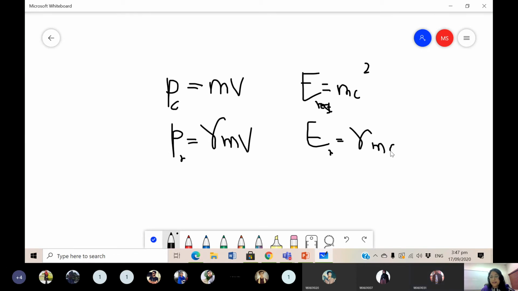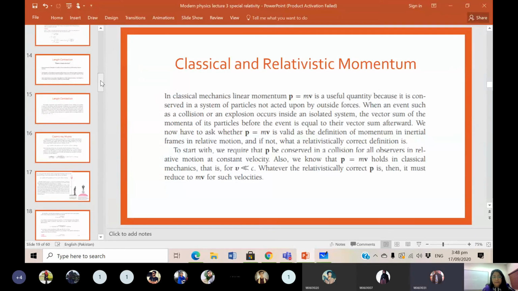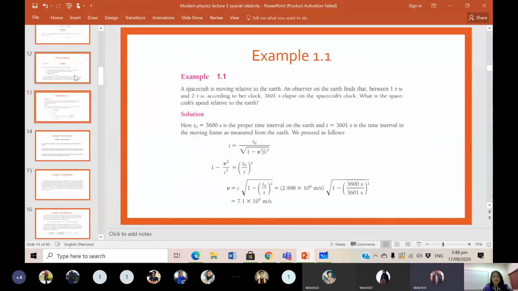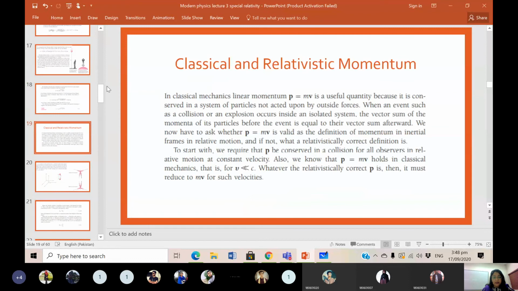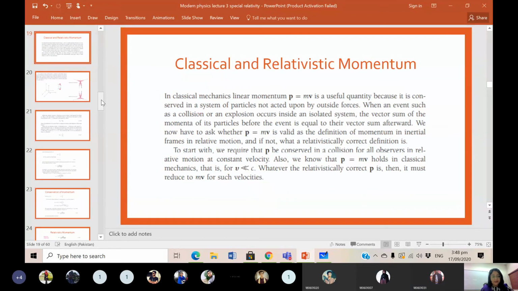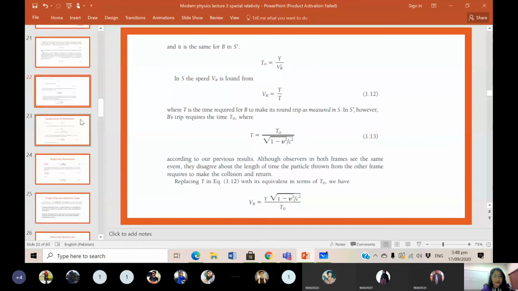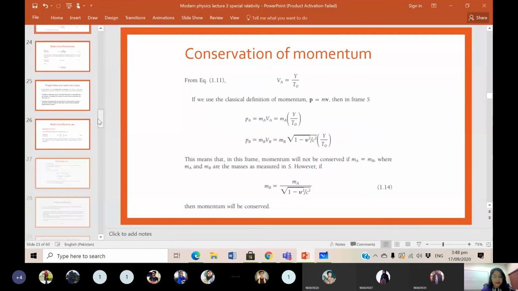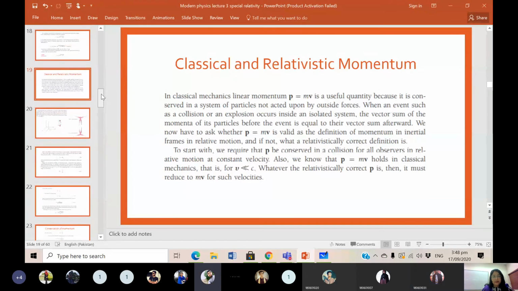So I hope that the two things we have done so far, that is the length contraction and time dilation, have been understood? Yes ma'am. Okay, so can we start momentum as well? Time is up. There's still 2 minutes left. In 2 minutes, this also has a derivation, then conservation of momentum also has a little derivation. But okay, for today this is enough, ma'am.